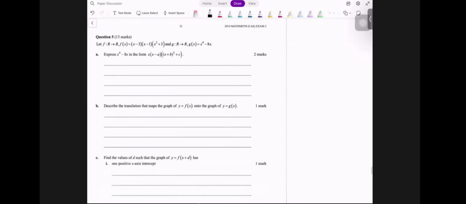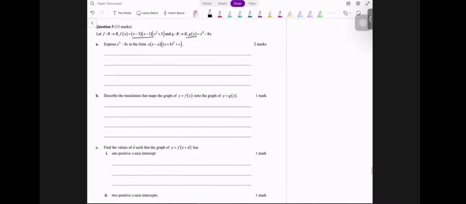Let's see, question 5, you have two functions here. So you express x to the 4 minus 8x into the following form. So we can factor x out straight away and you get x of x cubed minus 8. And so this should seem familiar if you remember this formula here, this expansion of the difference of cubes.